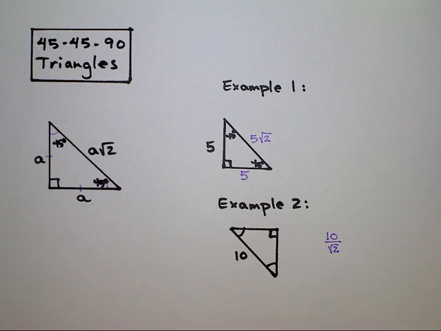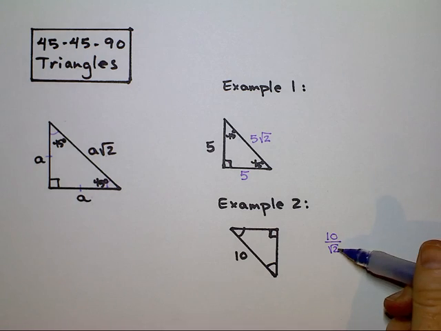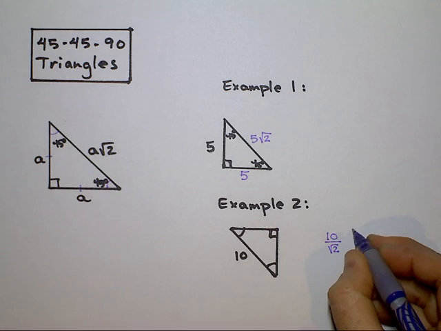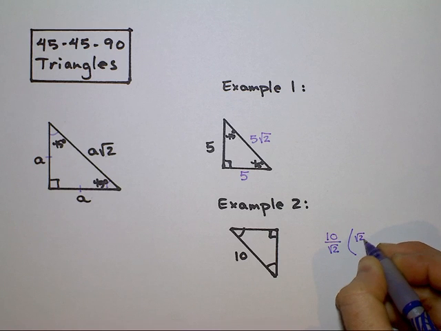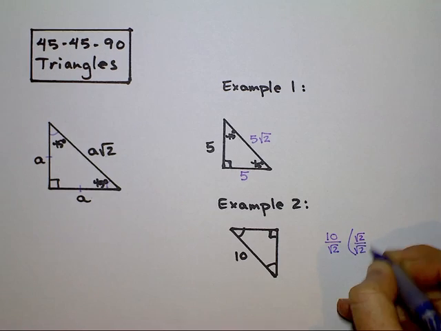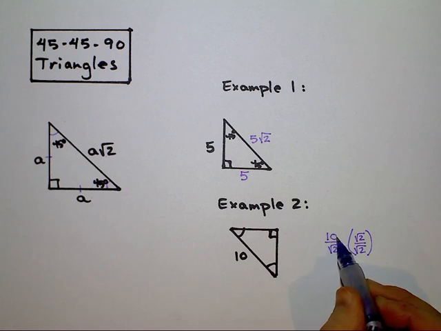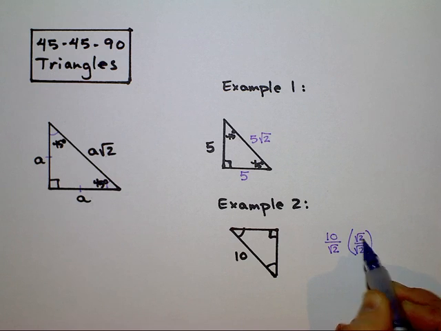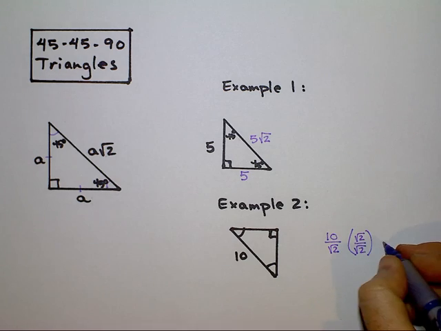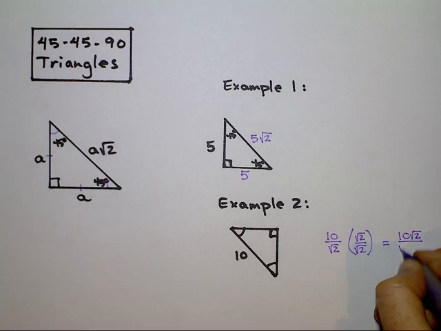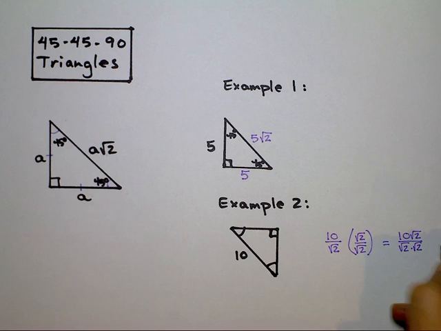Well, we can't leave it like that, because as we know, with all our rules with radicals, it's not good to have a radical in the denominator. So how do we get rid of it? Well, we can always multiply a fraction by 1. So here, 1 is going to take the form of root 2 over root 2. And then how do I multiply fractions? I basically multiply the numerators, and then I multiply the denominators. So we get 10 radical 2 over radical 2 times radical 2.